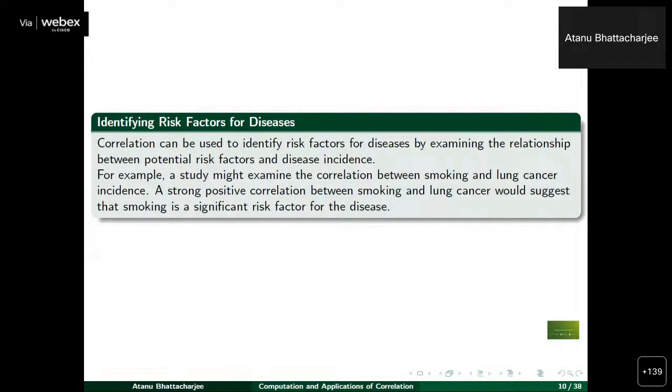But if you really want to have the lung cancer severity, or lung severity status, as well as the number of cigarettes taken as a proportional value, then the correlation coefficient could be very useful in that context.